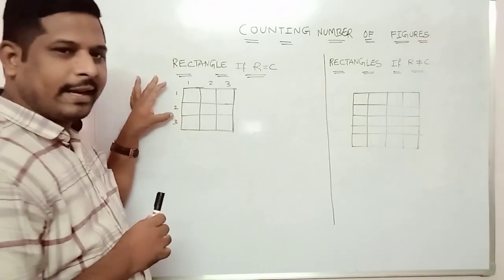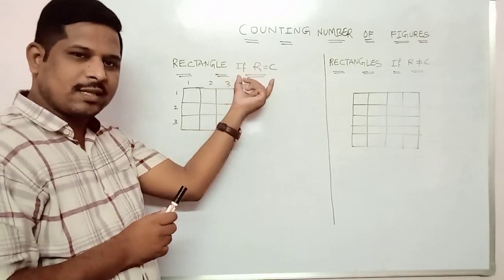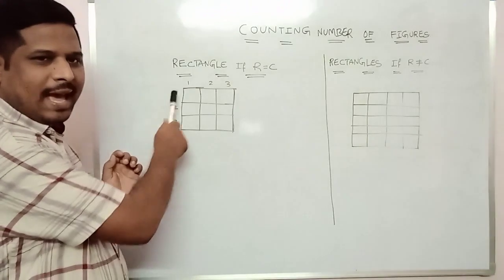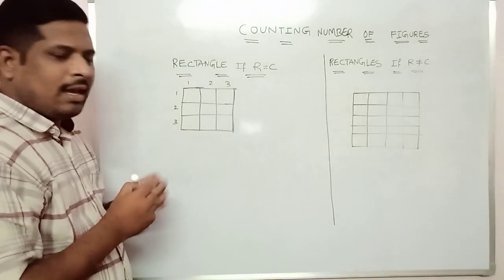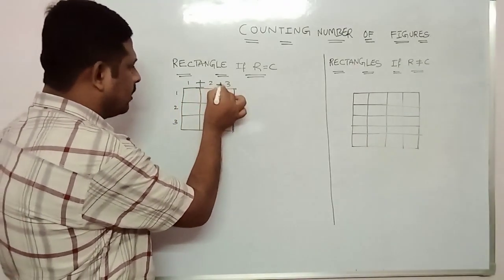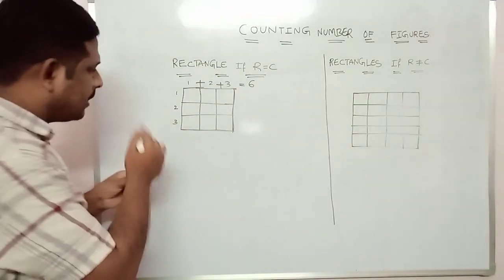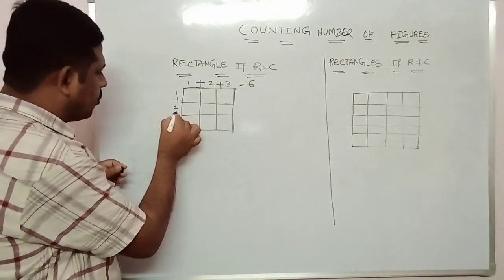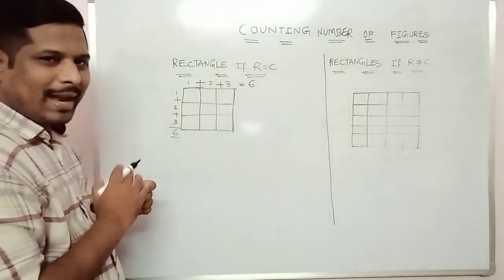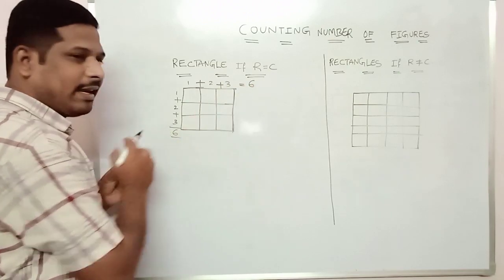Now we are going to calculate the number of rectangles if rows and columns both are equal. See here we have 3 rows as well as 3 columns. This is a very easy case because we should add all these things. You will get 1 plus 2 plus 3 is 6. Similarly, 1 plus 2 plus 3 is 6. It means adding rows as well as adding columns. So here we are getting 6, here we are getting 6.